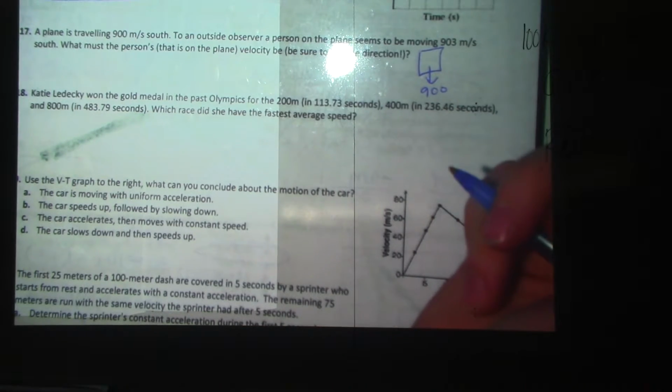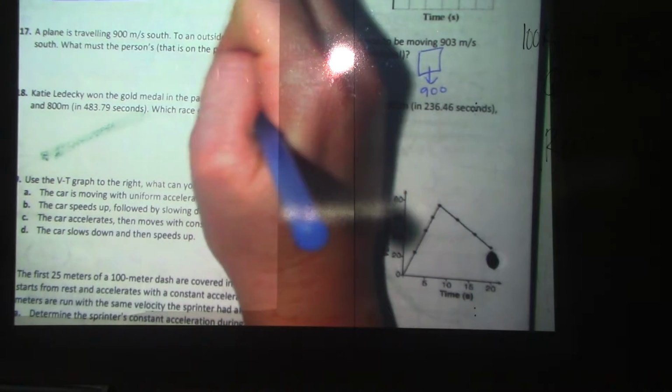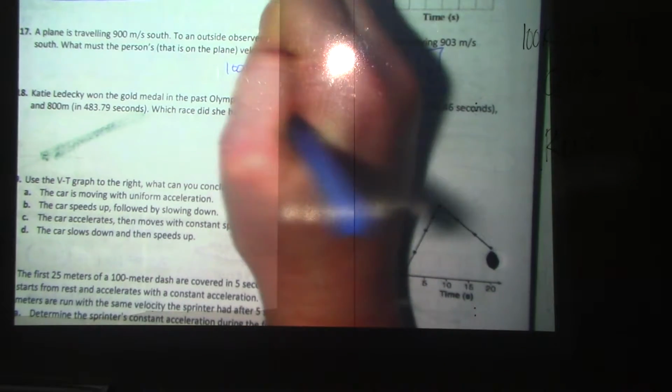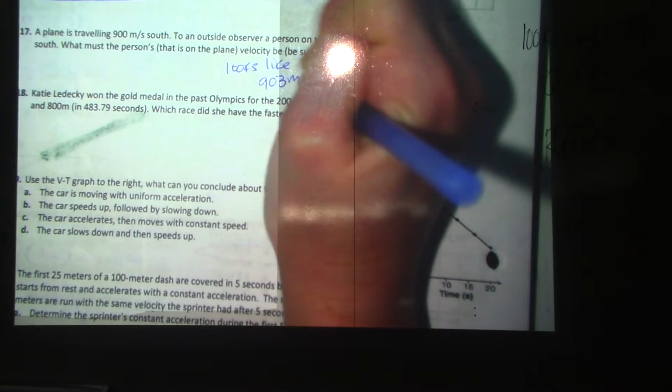We've got a plane that is traveling 900 meters per second south to an outside observer. So I'm going to draw this. To an outside observer, the person on the plane seems to be moving at 903 meters per second south. So looks like 903 meters per second down. So the person on the inside, let's think about, if the plane is only moving at 900 and it looks like they're moving even faster than that, that means they're going in the same direction. So they're definitely going like south as well, or towards the front of the plane.